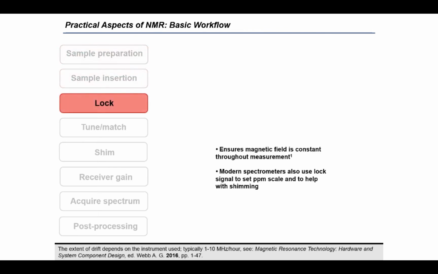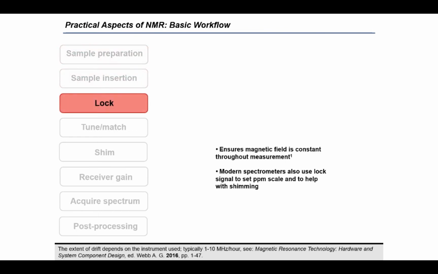So the first step, of course, in recording an NMR spectrum is you need to prepare your sample. Generally, a good rule of thumb for high-field NMR magnets is about 10 milligrams of sample and about 500 or 600 microliters of deuterated solvent inside an NMR tube. Once you've put your NMR tube in the magnet, the next step is locking on.